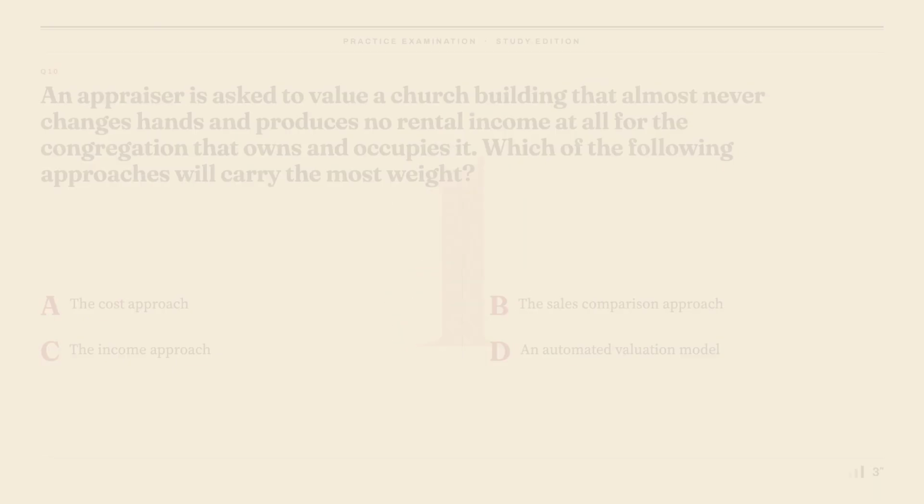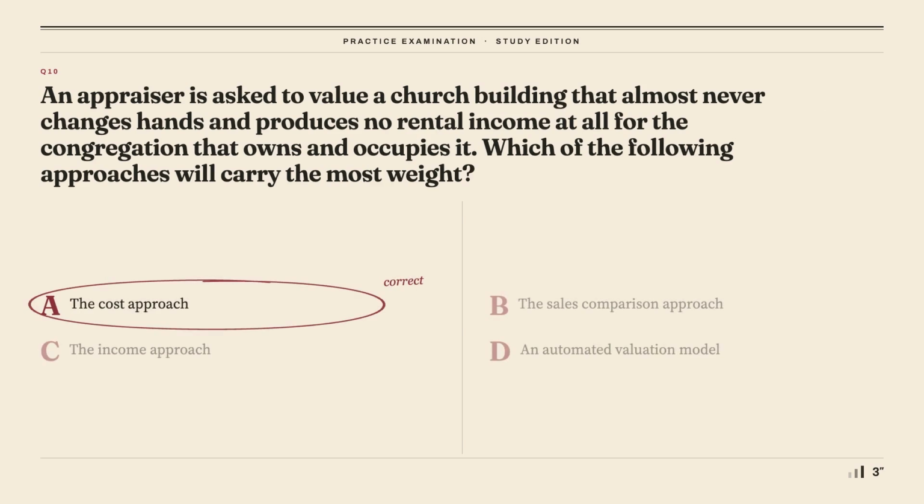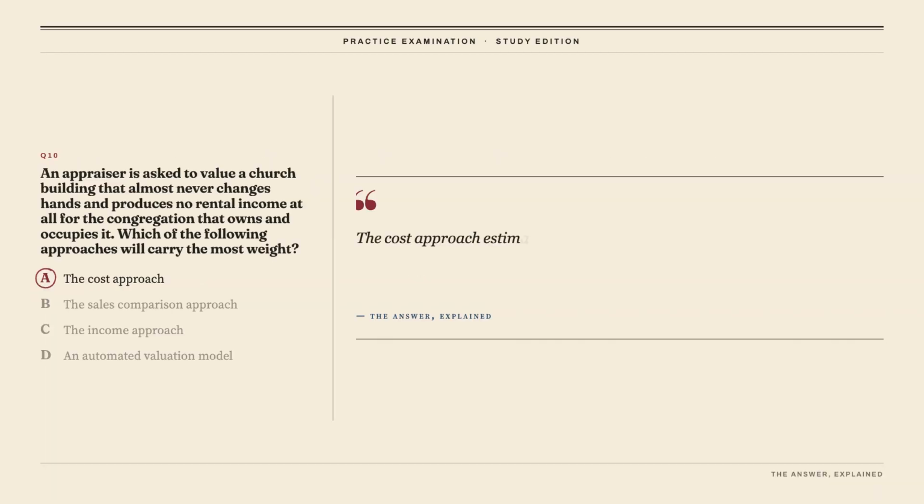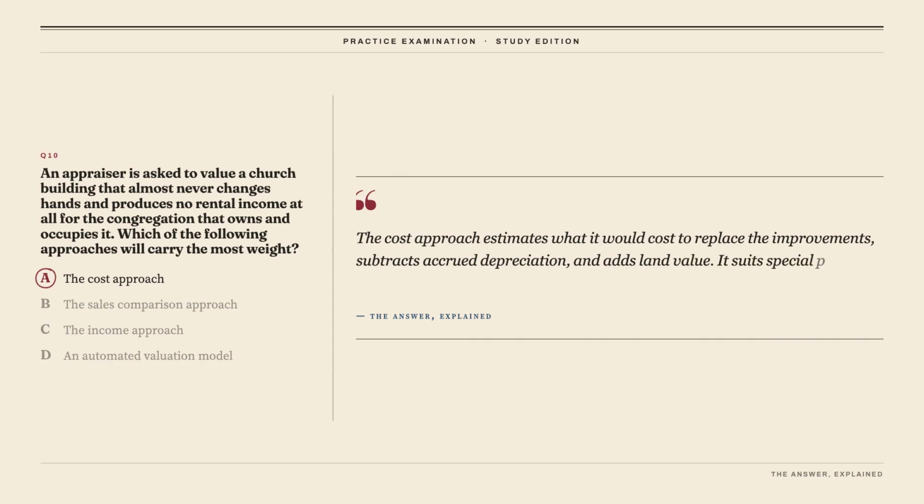The correct answer is A. The cost approach. A is correct because the cost approach estimates what it would cost to replace the improvements, subtracts accrued depreciation and adds land value. It suits special purpose properties that rarely sell and produce no income.